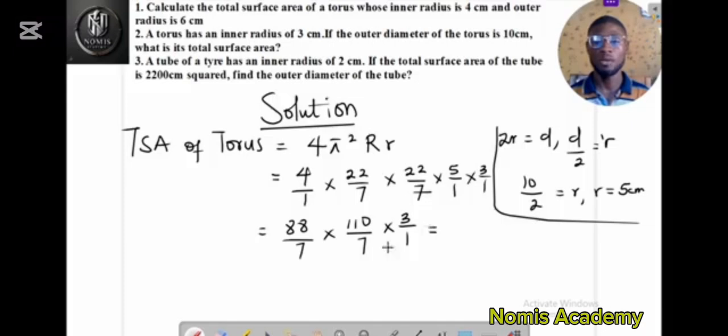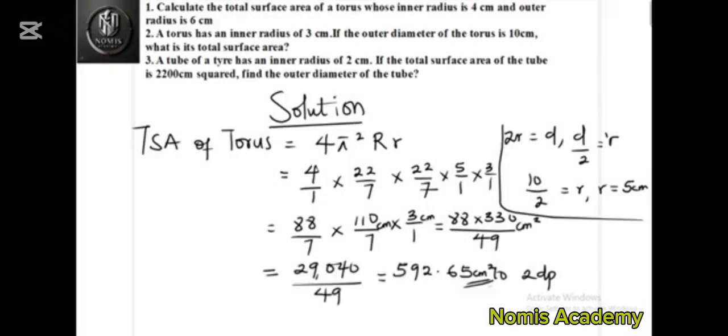So if you multiply all the numerators, we have 88 multiplied by 330 divided by 49. So that gives us 29,040 divided by 49. So we have 592.65 centimeters squared to 2 decimal places, and that is the answer.